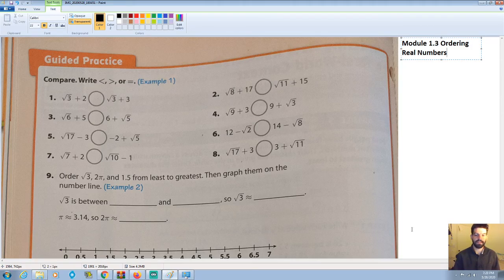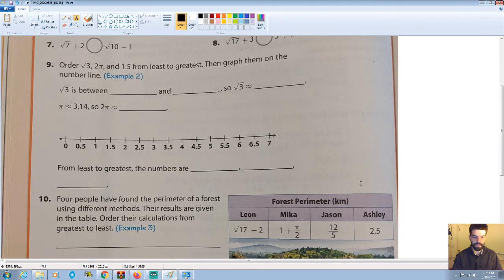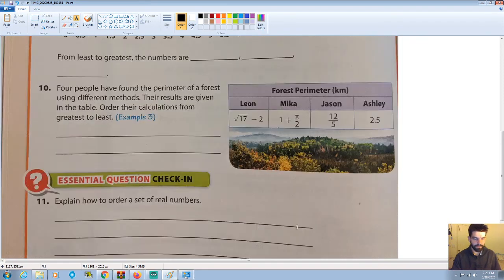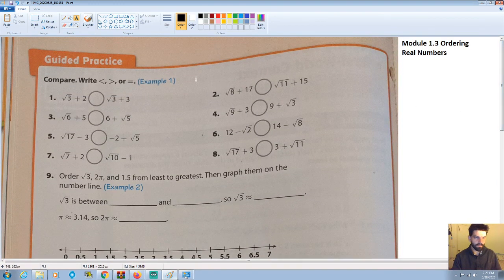that allows us to estimate the value of the square root of a non-perfect square and compare that with another expression with like values. And then it wants us to order a couple of real numbers from greatest to least. And then after that, look at a real world story problem and, again, order expressions that involve irrational numbers, non-perfect square roots, and rational numbers in greatest to least fashion, and then we have another essential check-in question. So let's go ahead and jump into it.